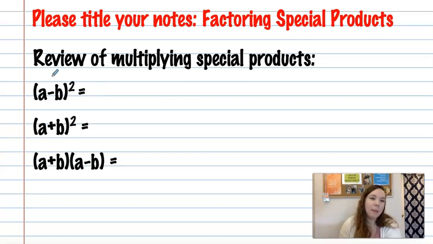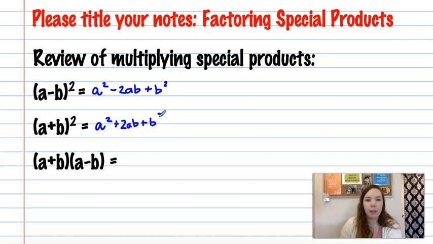So when you have a minus b squared, that always turned out to be the pattern a squared minus 2ab plus b squared. With the addition in the middle, the only difference is that it'll be plus 2ab instead of minus 2ab. And this is the one I found the most helpful. When you have one of each kind, this is called a difference of squares, and we'll end up with a squared minus b squared here.